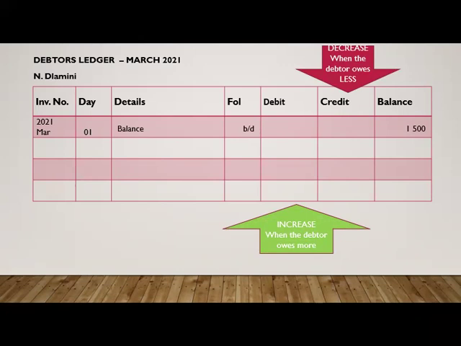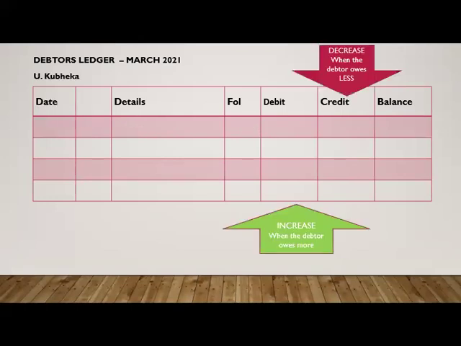Okay. So we did that for Endlamini. We also did it for Ukubeka. So it goes straight to the balance. It doesn't go to the debit or credit. It goes straight to the balance. Can I continue?